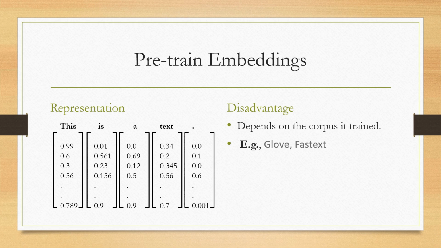To solve the previous problem, researchers thought to train the embeddings over a large corpus and save them so that these embeddings could be used later. Such embeddings improve the efficiency of the model in many cases, but they also have limitations as they depend on the corpus they are trained on. During the period when researchers tried to solve more complex problems, these embeddings didn't provide much benefit. GloVe and FastText are examples of these embeddings. Read about these on the internet.